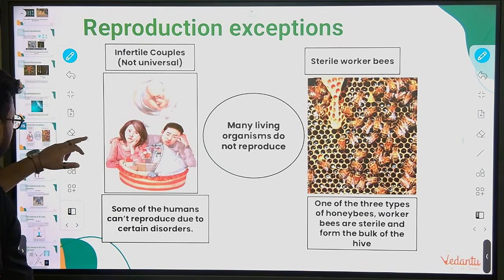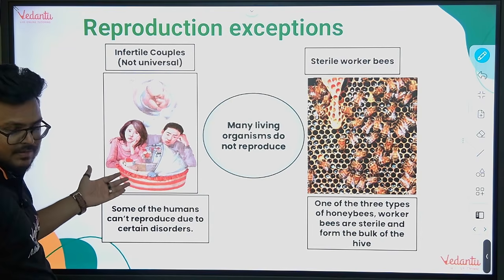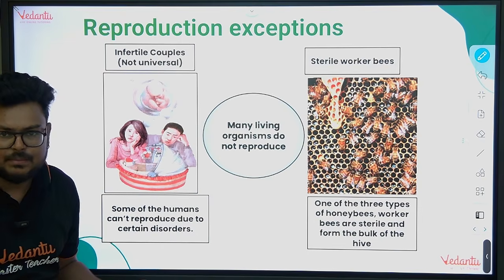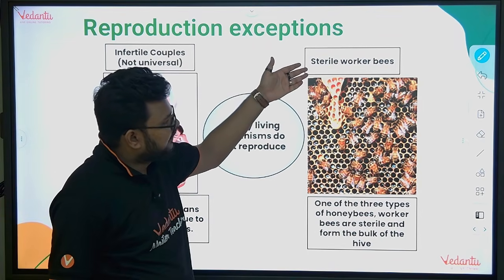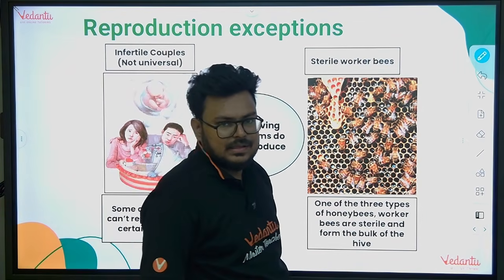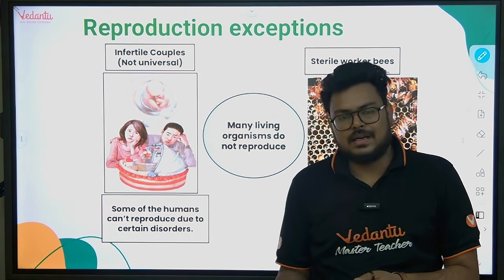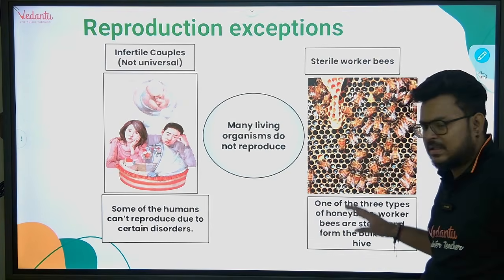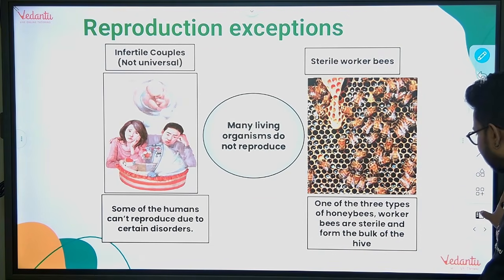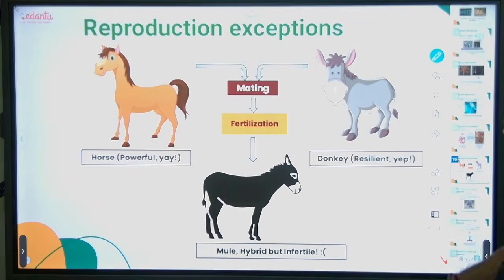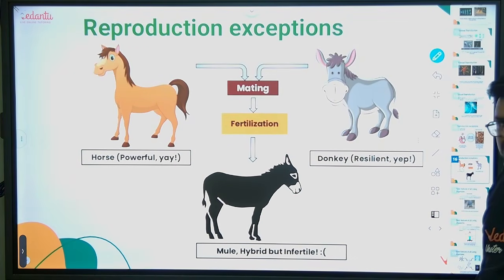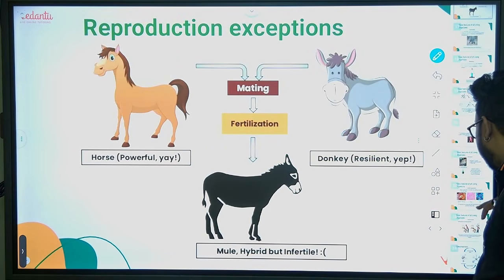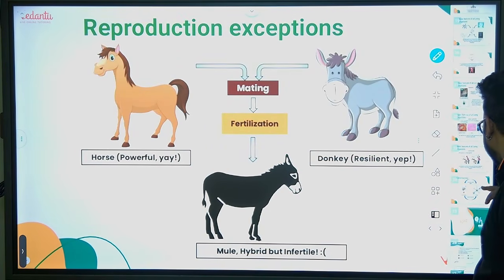Fine. We'll come to the next part, guys. Like I told you, exceptions. This exception we forgot: infertile couples are also living organisms, but they cannot reproduce. Like I gave the example of worker bees. Worker bees do not participate in reproduction. Only the queen bee participates in reproduction. And males are formed parthenogenetically, that is a different concept, fine. But worker bees do not participate in reproduction, right? We have the mule also, which does not participate in reproduction. So these are not the defining properties. Only three properties are there. That is our defining properties.